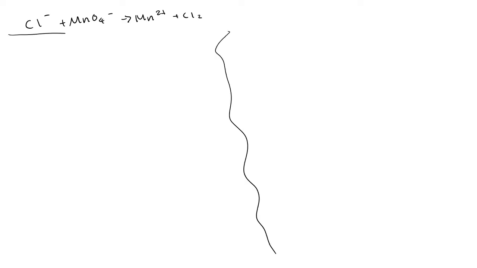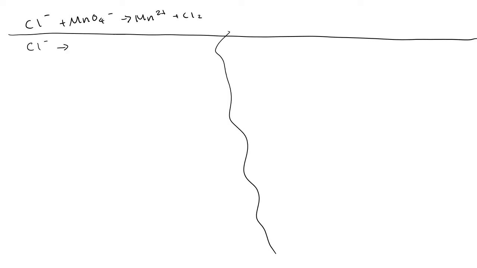So our half equation would be Cl minus produces Cl2. You don't need any electrons on this, we'll do that later. Okay. And MnO4 minus produces Mn2 plus. So that is our first step completed.